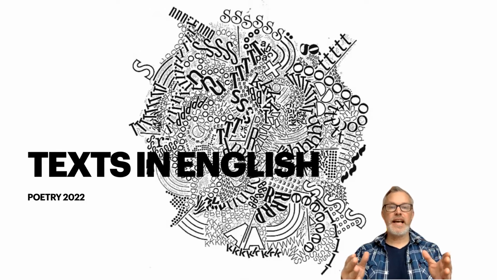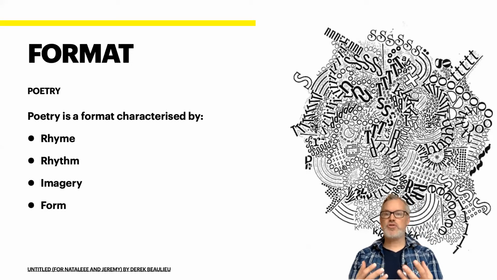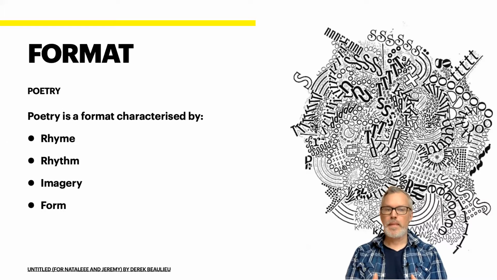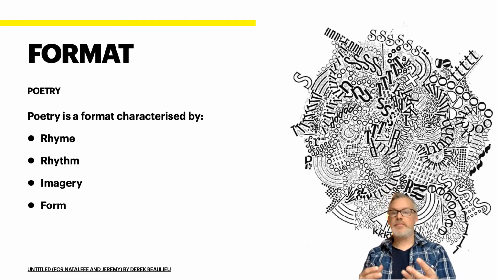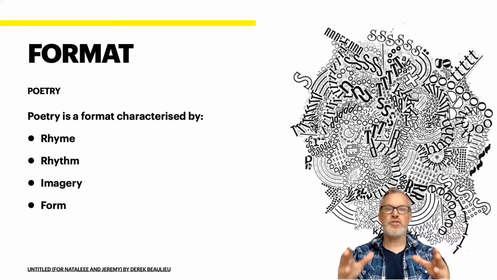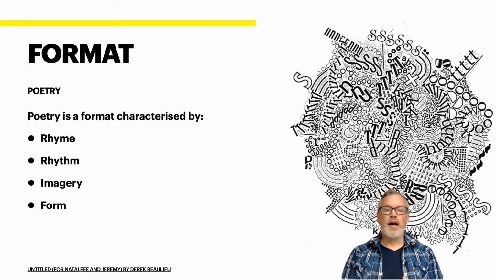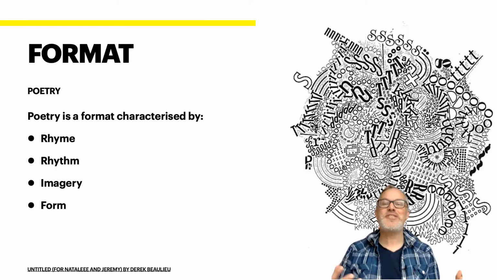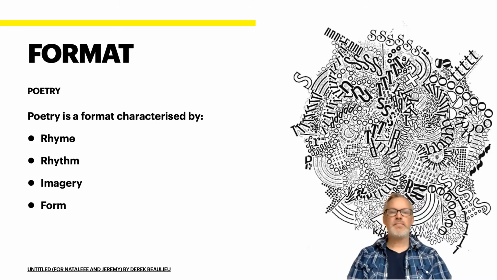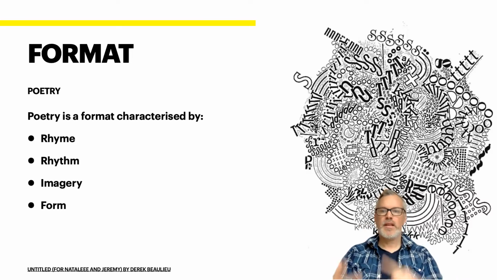We're going to start off by looking at poetry. You can see this wonderful visual poem on your screen in front of you. So let's have a little look at poetry itself. Now, poetry is a format, and within that format there are lots of different genres. But today we're going to look at poetry in general, and we're going to concentrate on conventional characteristics of the format. We're going to start with rhyme, rhythm, imagery, and form.